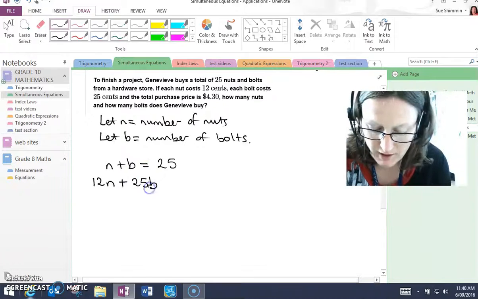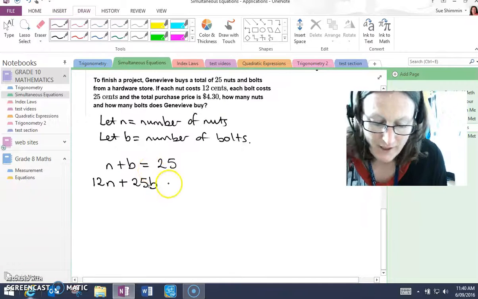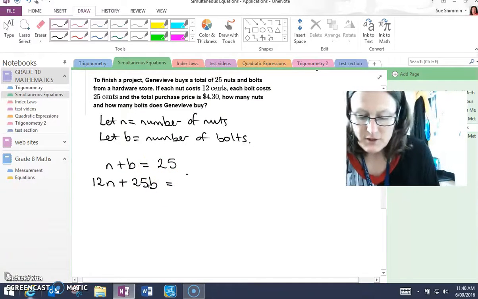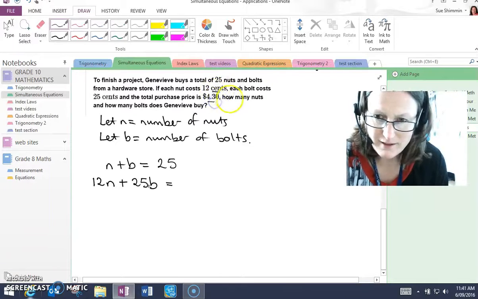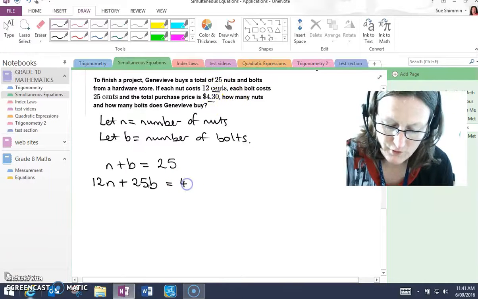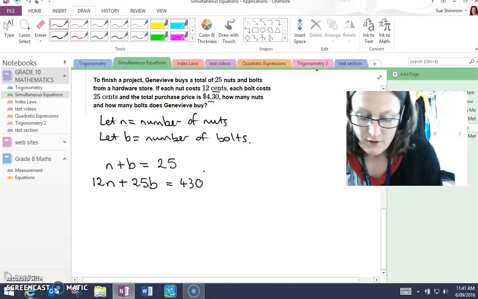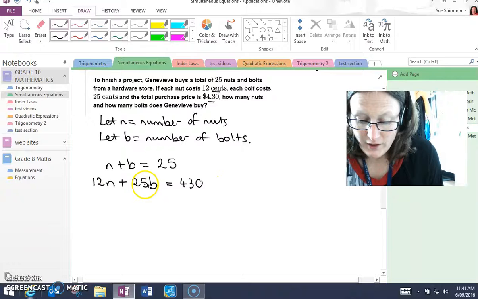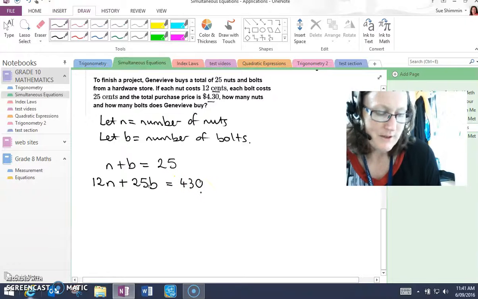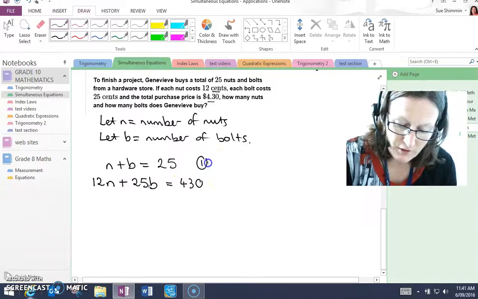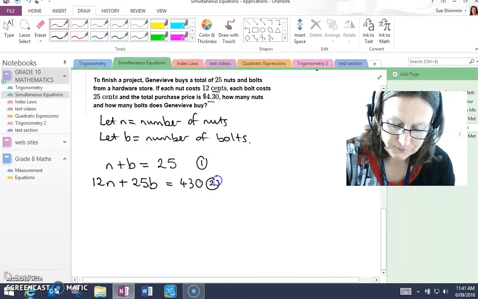And then each bolt that she bought cost 25 cents. So if we times b by 25, and in total she spent $4.30. So one thing we need to note is that this is in cents, this is in dollars, we need it the same. So $4.30 is 430 cents. So we don't know how many of each she bought, but each nut cost 12 cents, each bolt cost 25 cents, and she spent 430 cents. So there's our equations, equation 1 and equation 2.